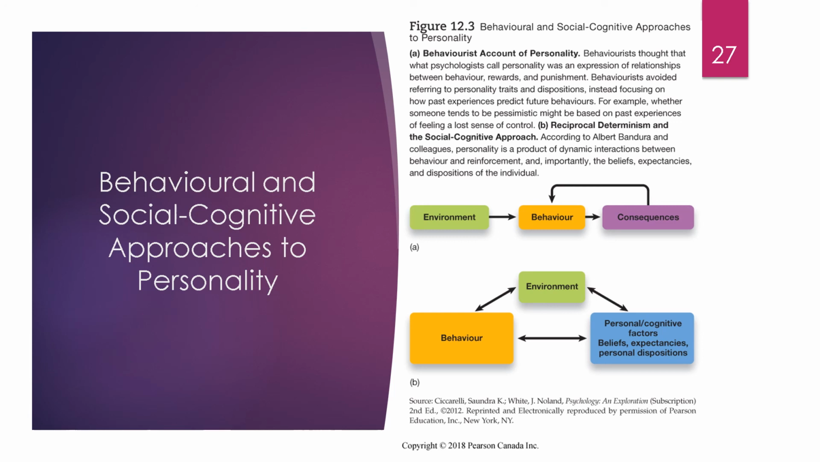Whereas in the second one here, you can see that using that concept of reciprocal determinism, we have our behaviors, we have our environment, and then we have our personal and cognitive factors, and they all influence each other back and forth. That's why we call it reciprocal determinism, because it's a give and take rather than just one thing influencing another.